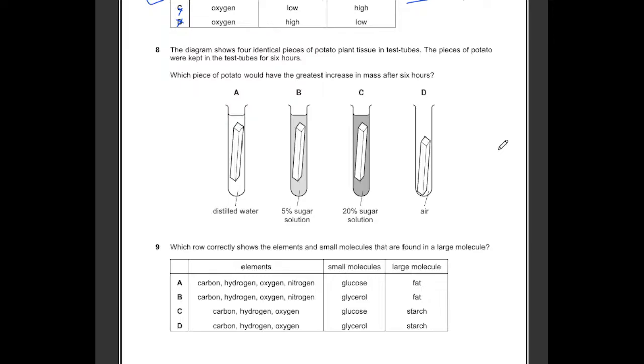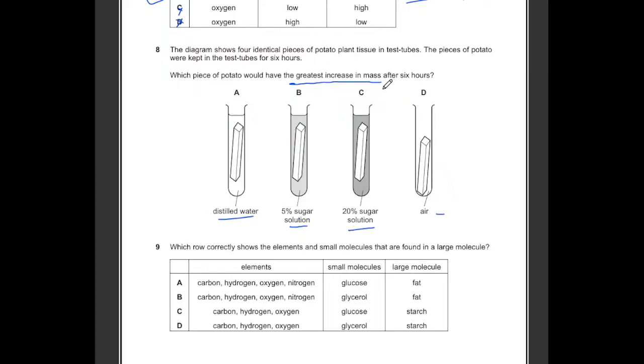The diagram shows 4 identical pieces of potato plant tissue in a test tube. The pieces of potato were kept in a test tube for 6 hours. Fine, okay, no issues. Which piece of potato would have the greatest increase in mass after 6 hours? So after 6 hours, greatest mass will be, and the potato were kept in which type of water? It is the distilled water, 5% sugar, 20% sugar, and air.